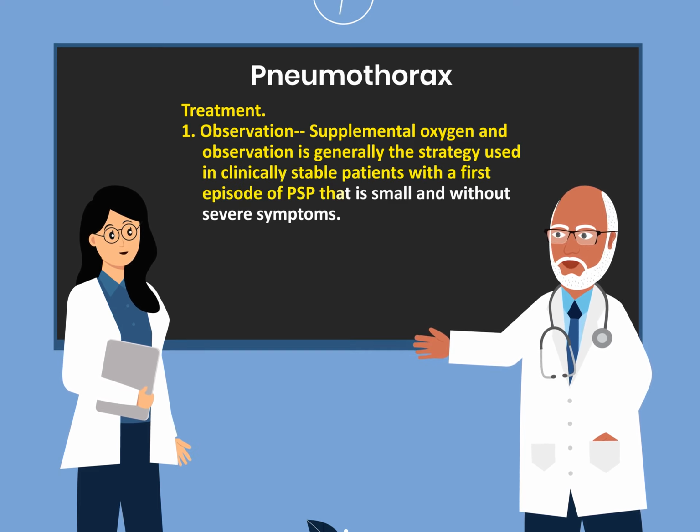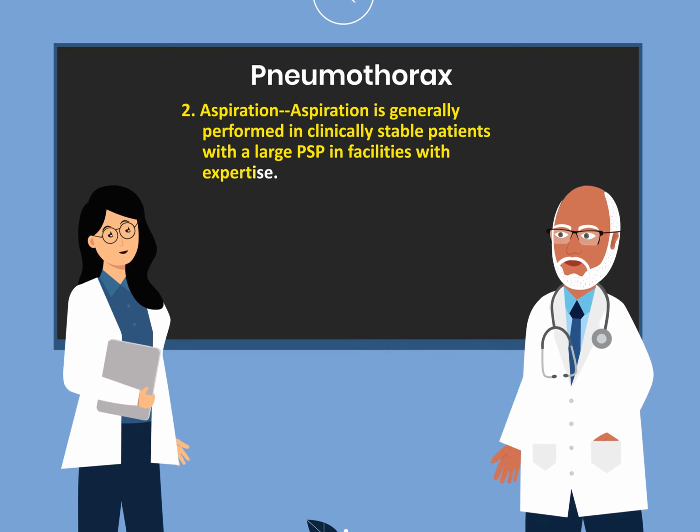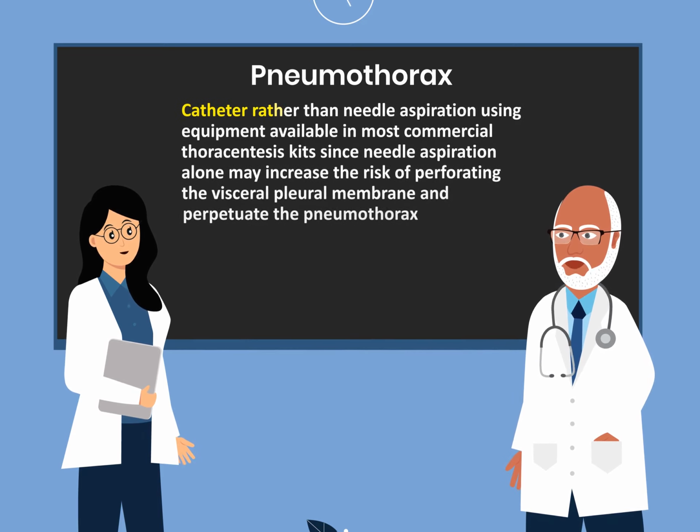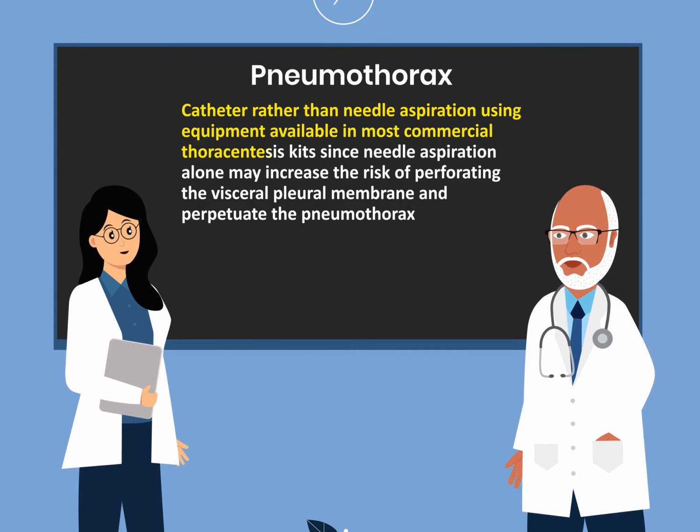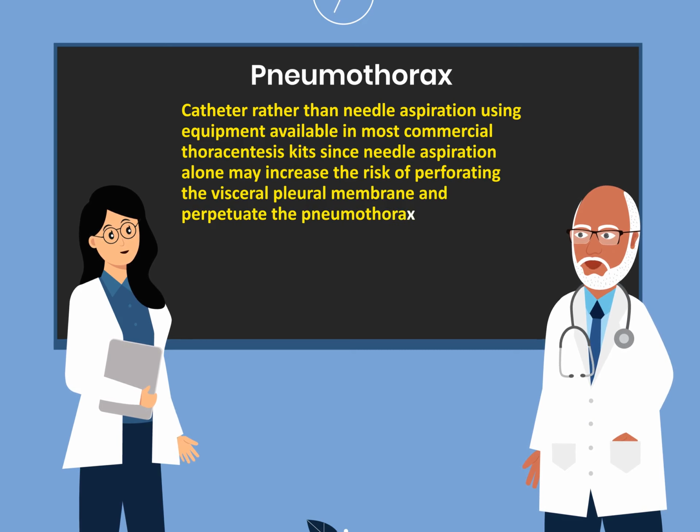Next, aspiration. Aspiration is generally performed in clinically stable patients with a large primary spontaneous pneumothorax in facilities with expertise. Catheter rather than needle aspiration using equipment available in most commercial thoracentesis kits is preferred, since needle aspiration alone may increase the risk of perforating the visceral pleural membrane and perpetuate the pneumothorax.